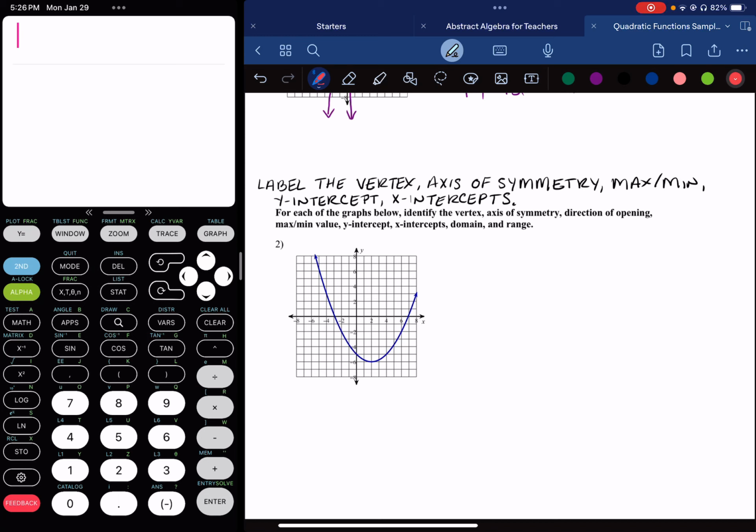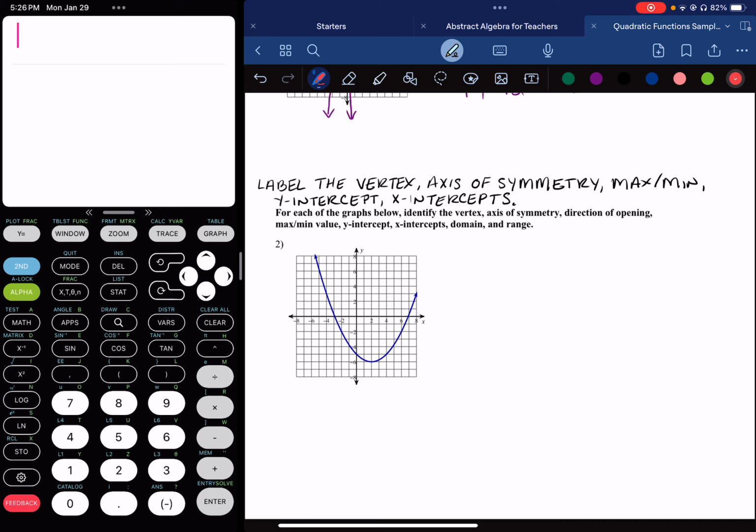All right. In this example, this is very similar to problem 7 through 12 on your worksheet. It's also almost identical to a problem that I might ask you for the second question on your quiz tomorrow. This one has two elements. The first element is what's written on top of the type directions, and that's asking you to label the vertex, axis of symmetry, max or min, y-intercept, and x-intercepts on the graph.